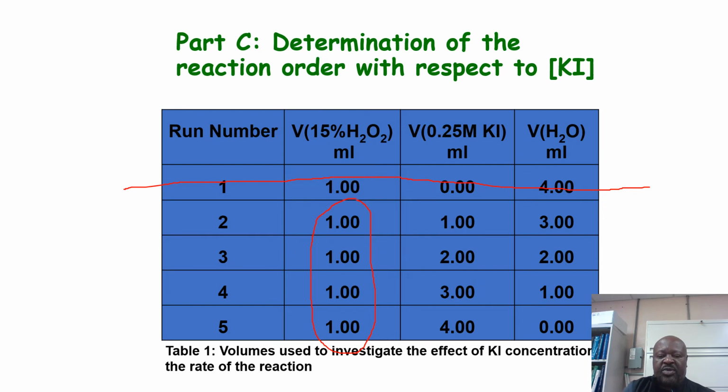How does run 2 compare to run number 3? Run 2 compared to run number 3. At that point, we've doubled the concentration of the KI. Does the rate double, or does it go up by a factor of 4? Moving along.